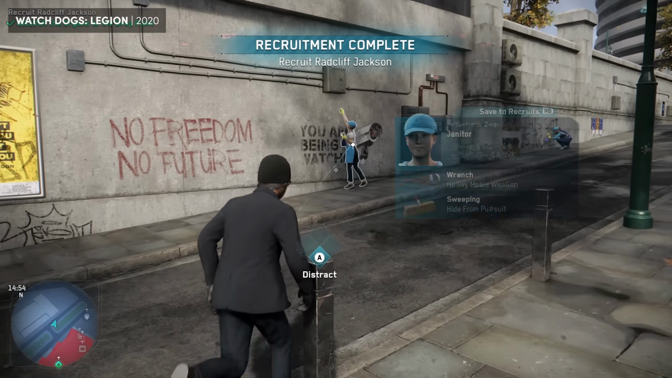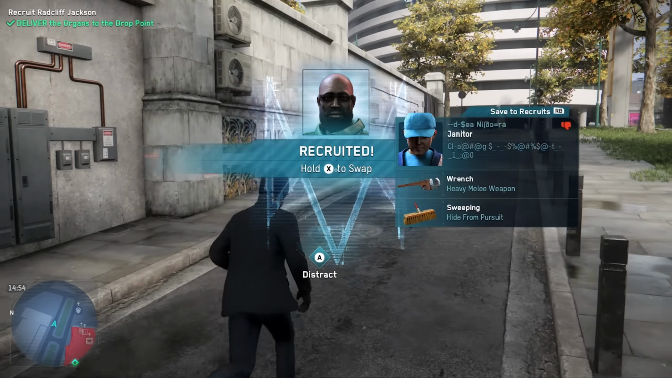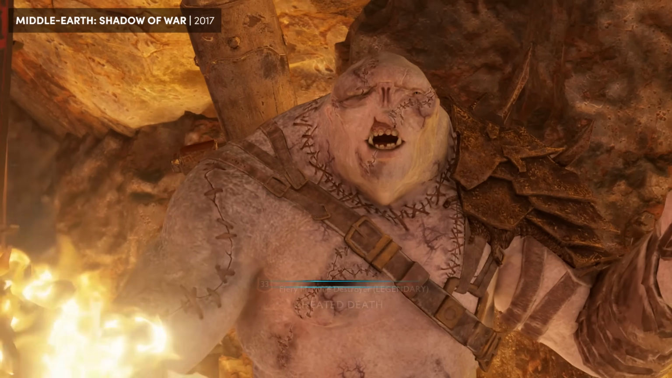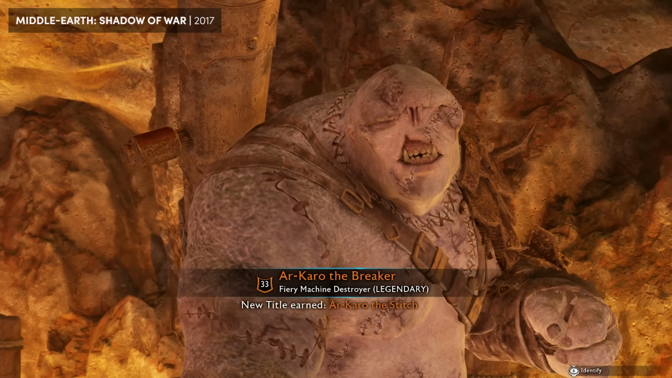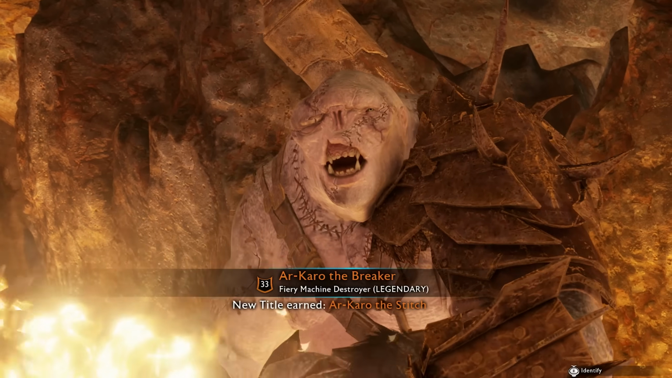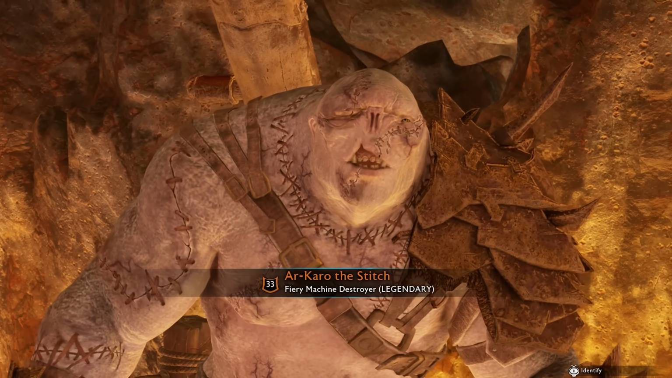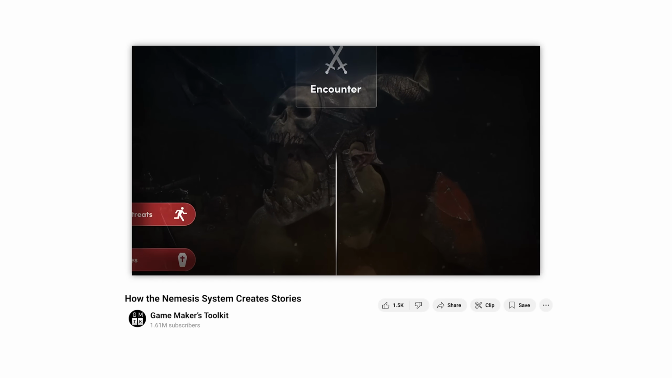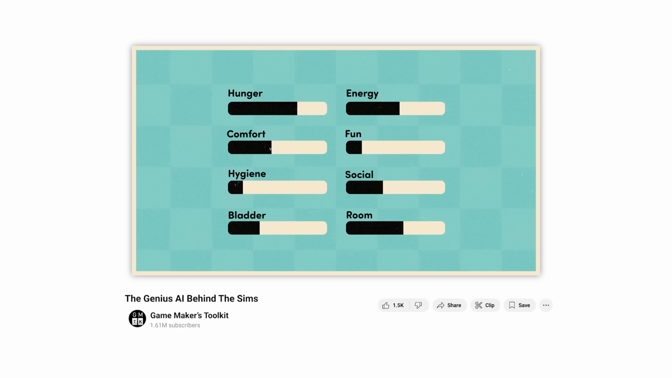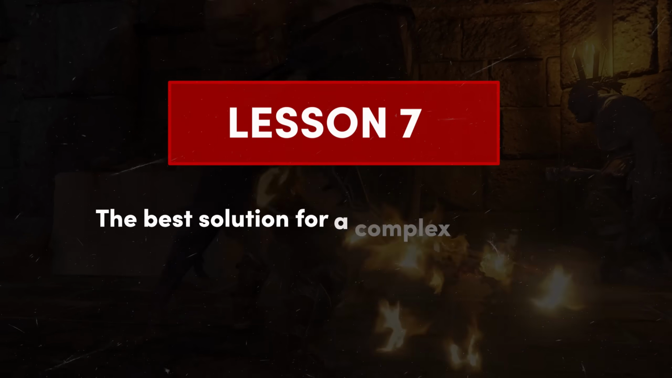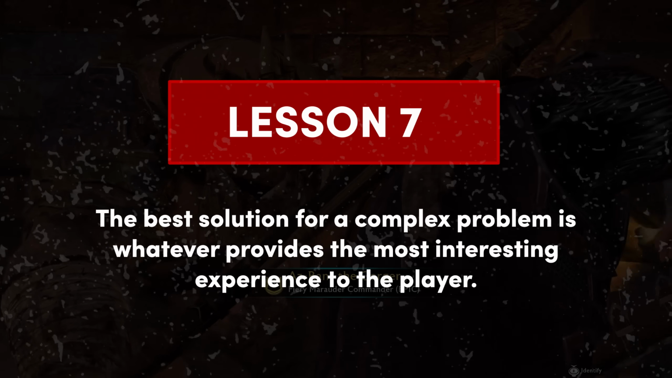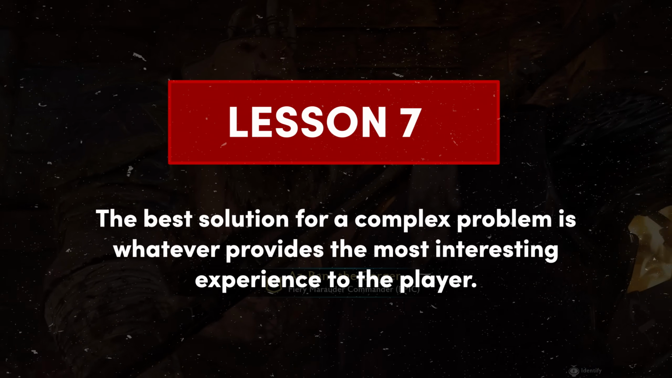And ever since that video, I've made a habit of breaking down seemingly complex systems to see how they're actually quite simple, and how the real trick is using these basic systems to create magical experiences for players. So by looking at the Nemesis system and the AI of The Sims and more, I learned that the best solution for a complex problem is whatever provides the most interesting experience to the player.